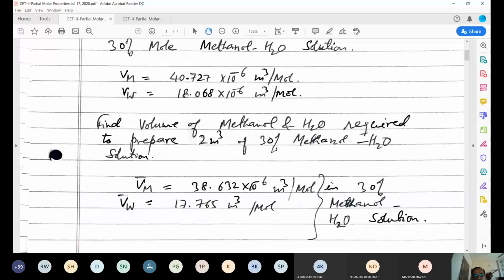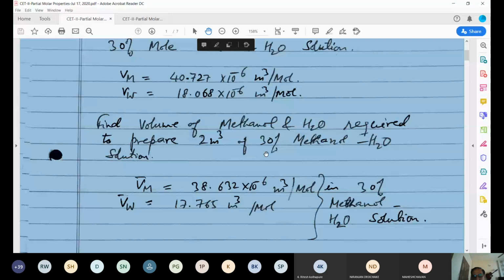40.727 10⁻⁶ cubic meter per mole. The molar volume of pure water is 18.068 10⁻⁶, but the partial molar volume of methanol in 30% methanol is 38.632, and the partial molar volume of water in 30% methanol is 17.765. And what we need to prepare is 2 cubic meters of 30 mole percent methanol water solution. So any ideas how this will be solved?